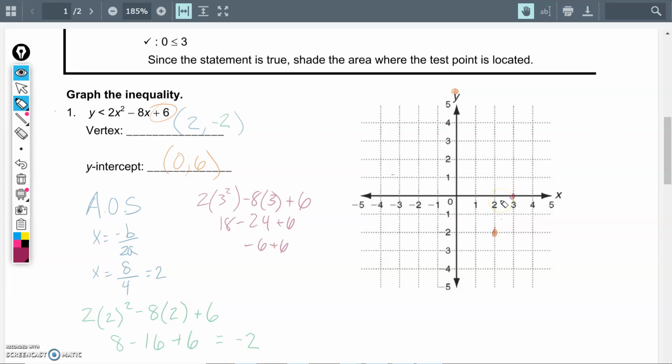And here's the new stuff. The new stuff is that we're not going to draw a solid line. We're going to draw a dotted line. Remember, dotted for inequalities is if it's less than or greater than. It's going to be a dotted line. It's solid if it had the equal to.